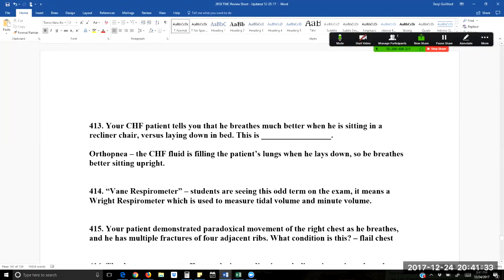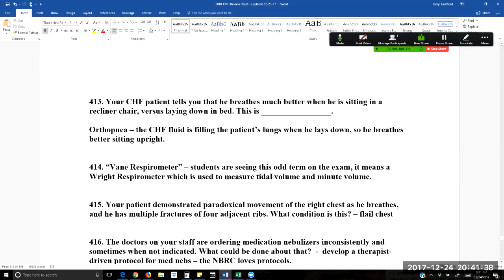Vane respirometer, what an odd term. We know this thing as a Wright respirometer, W-R-I-G-H-T. You've probably used it to measure volumes, and it does have vanes in it, by which we mean little flaps that spin around to measure the volume. So you could call it a vane respirometer, but nobody does. So on the test, when you see vane respirometer, just remind yourself that that's the same thing as the Wright respirometer, the Wright we've always used to measure volumes.